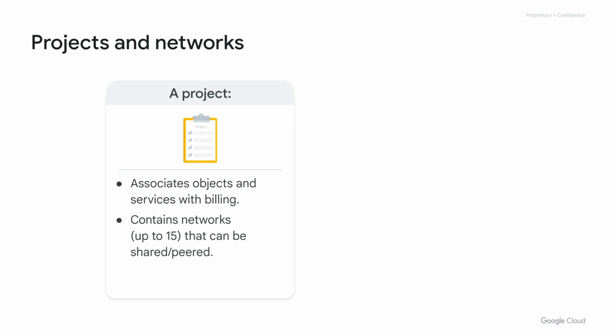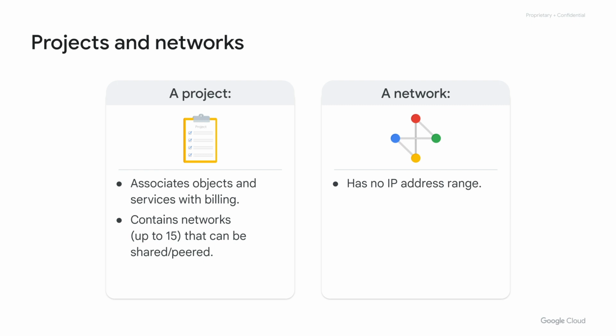The default quota for each project is 15 networks, but you can simply request additional quota using the Google Cloud Console. These networks can be shared with other projects, or they can be paired with networks in other projects, both of which we will cover later in the Architecting with Google Compute Engine course series. These networks do not have IP ranges, but are simply a construct of all of the individual IP addresses and services within that network.